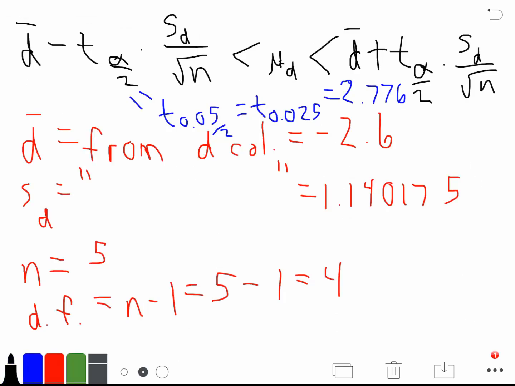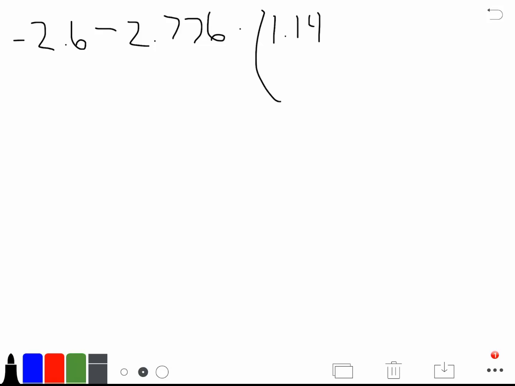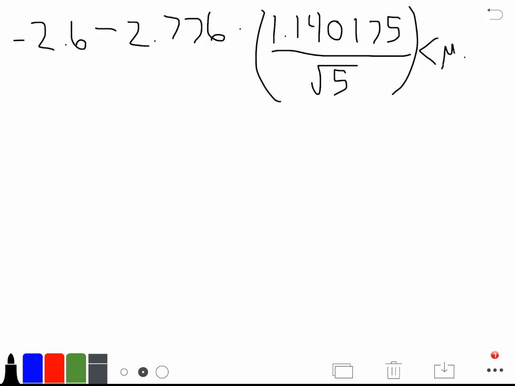Now that we have all these values, we can start plugging these numbers into the formula. So we will get -2.6 minus 2.776 times, and I'm going to put this in parentheses so you know it's times the whole thing, 1.140175 over square root of 5, close the parentheses. And that's less than mu sub d, which is less than the exact same thing but with a plus sign instead.